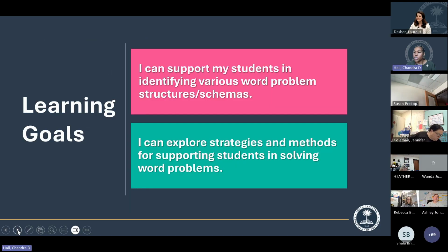Thank you all for joining us today. Our learning goals for today: I can support my students in identifying various word problem structures and schemas, and I can explore strategies and methods for supporting students in solving word problems.